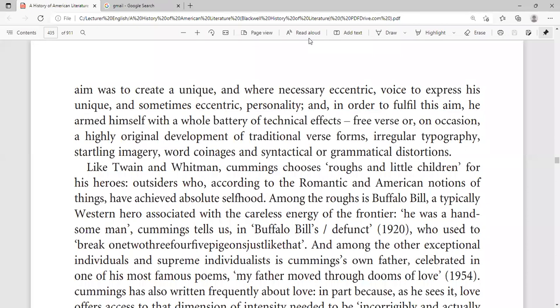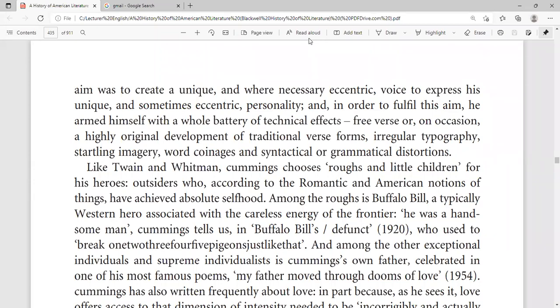presented in eccentric poetry. He armed himself with a whole battery of technical effects. Technical effects mean free words are on occasion a highly original development of traditional forms. Irregular typography. Irregular typography means some lines are shorter, others are longer, spellings are varied, and even diagonal writing is sometimes managed, and from right to left and left to right. That type of irregular typography is there.